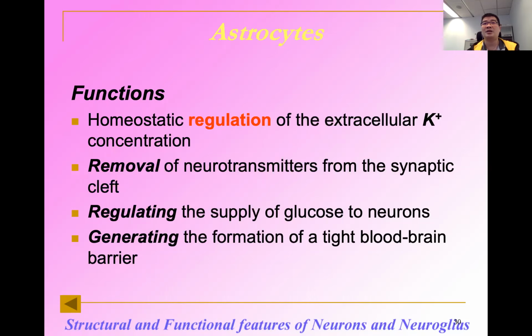Still remember, why is it the case? Anyone? Why does the neurotransmitter need to be removed as soon as possible? To avoid prolonged activation, yes. Yes, very good. If it is not removed as soon as possible once the transmission is done, then the second transmission cannot occur.